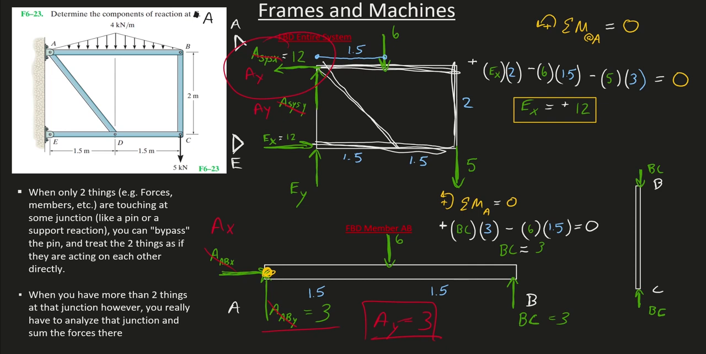But they're not correct there. Remember, these two things are the force of this pin at A just on this member only. But what we want, what the question's asking for, are these guys: the effect that pin A has on the entire system.